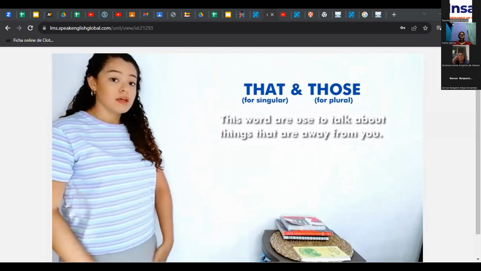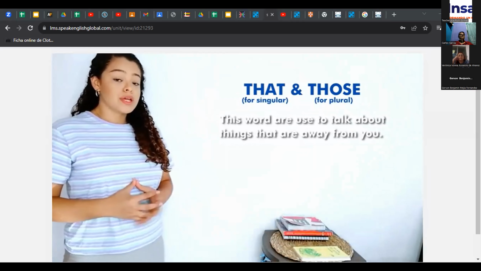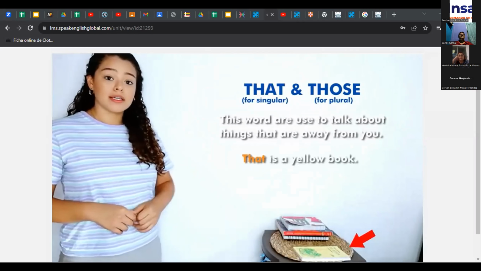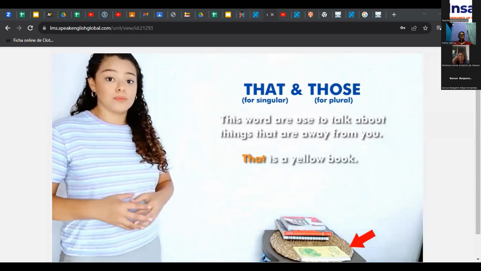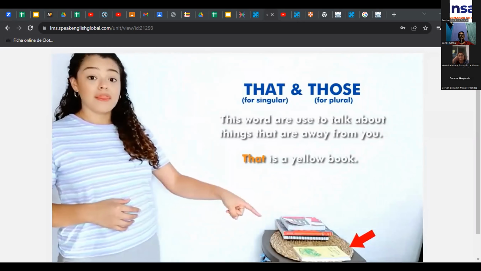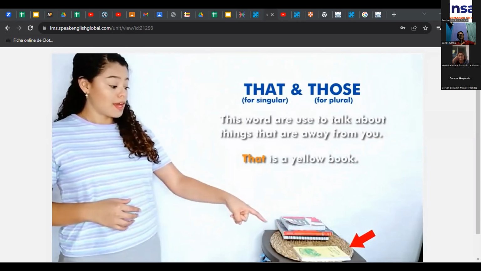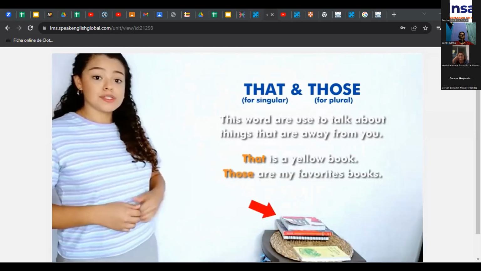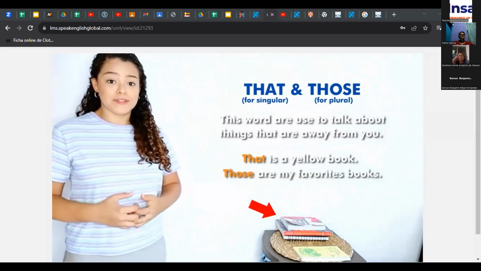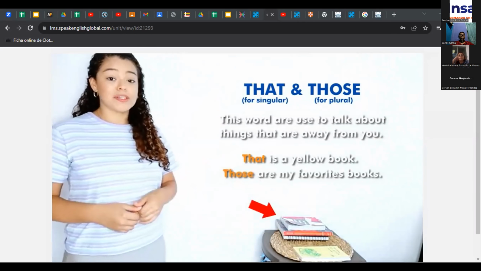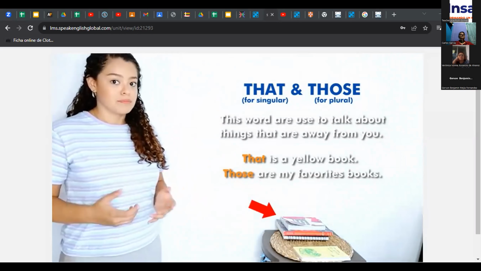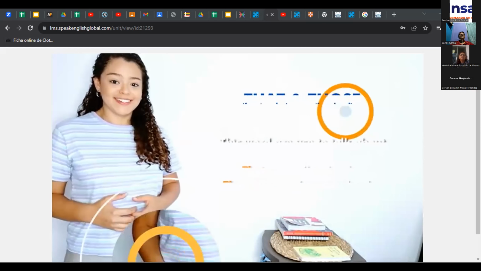Okay? So, we use that for singular things. That is a yellow book. Which one? That one. That one. Okay? Those are my favorite books. Those is used for plural nouns. So, those are my favorite books.